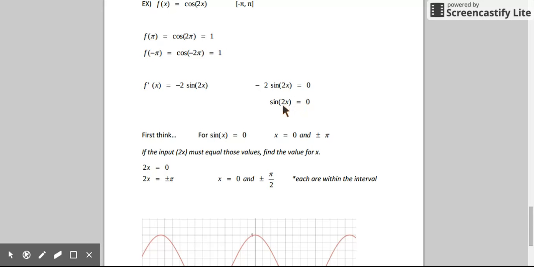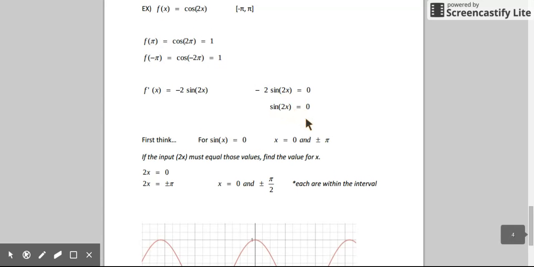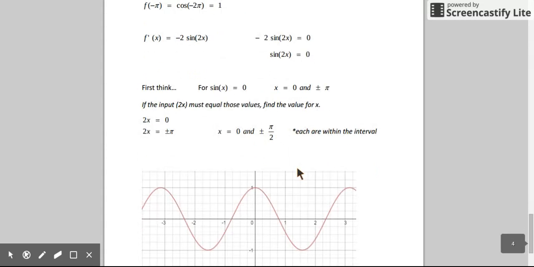So I want to know 2x. How do I find 2x equals 0 or 2x equals positive or negative pi? So we can just solve those little equations. If I want 2x to equal 0, then x must equal 0. If I want my input 2x to equal positive or negative pi, well, my input has to be positive or negative pi over 2. Because then if I plug it in, that will cancel my 2, and I will get just positive or negative pi. And when I evaluate sine, I get 0. It's kind of a little convoluted way of thinking about it.